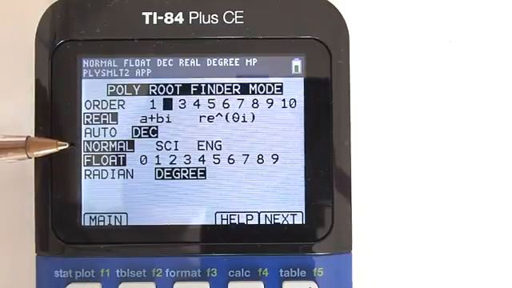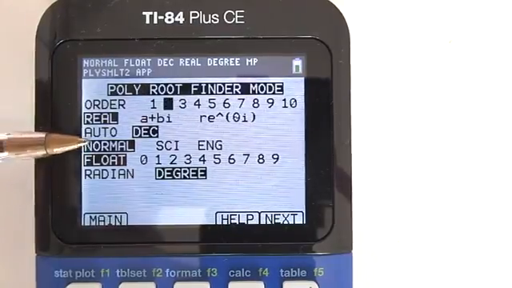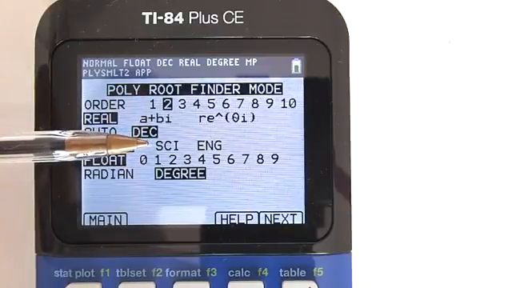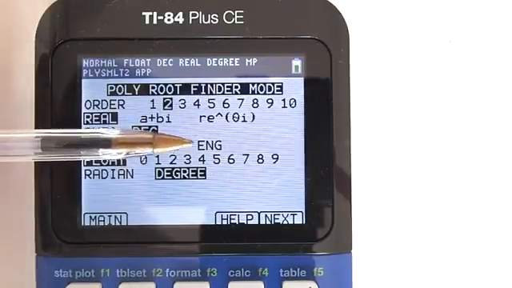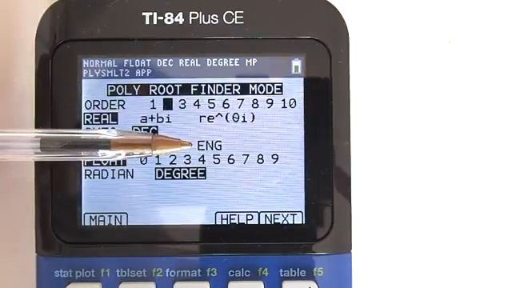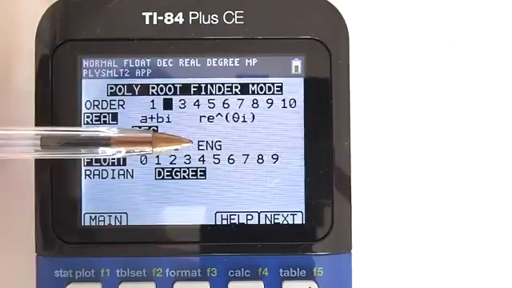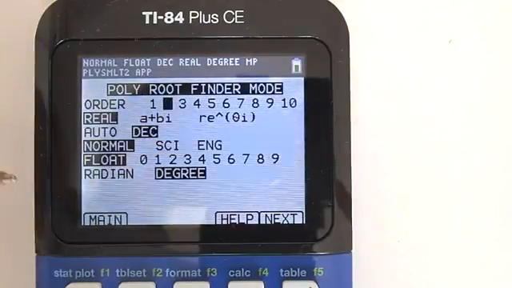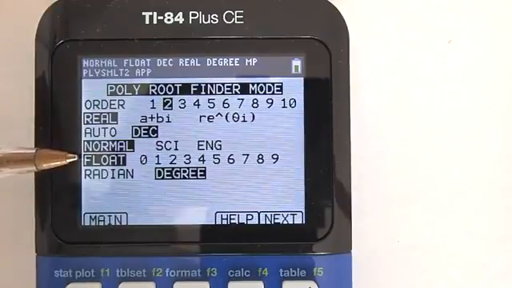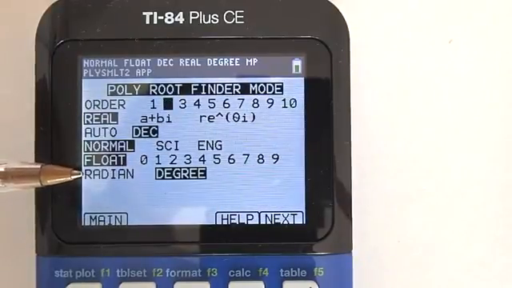The next line down, normal, scientific notation, and engineering notation. Scientific notation is the way of expressing numbers that are too big or too small to be conveniently written in decimal form. For quadratic equations, use normal. The next line down is the float. Float is how many places past the decimal point you want your answer to display. The next line down is radian or degree. Keep it on the default setting of degree.